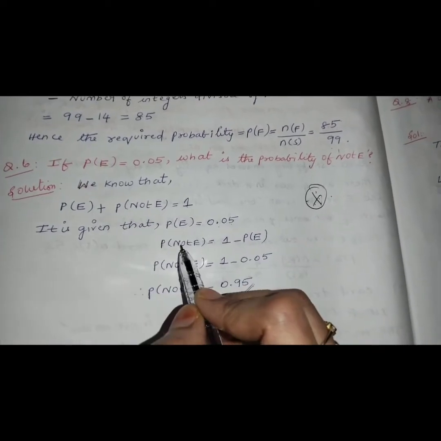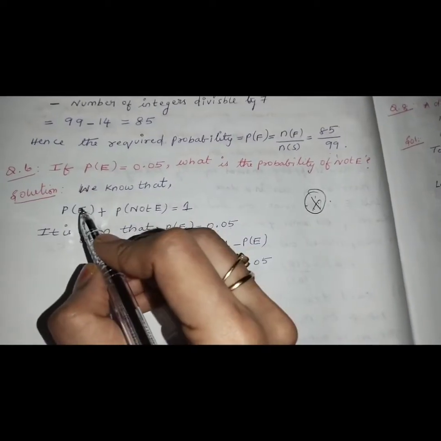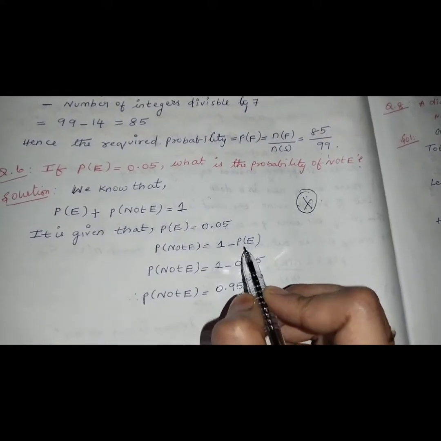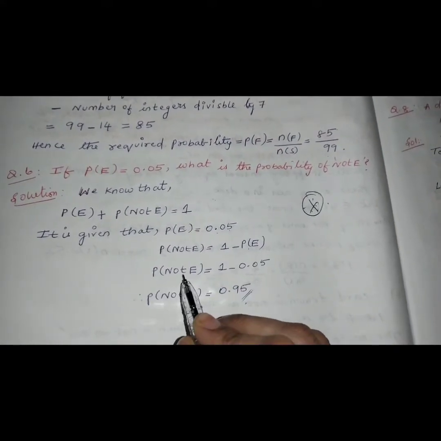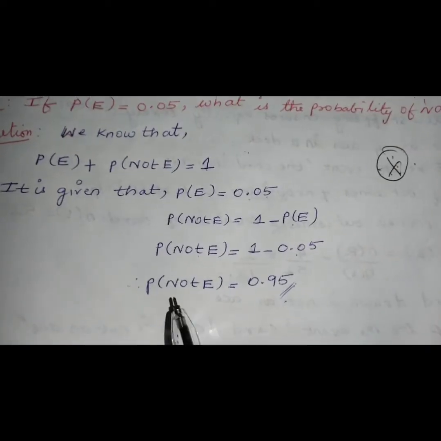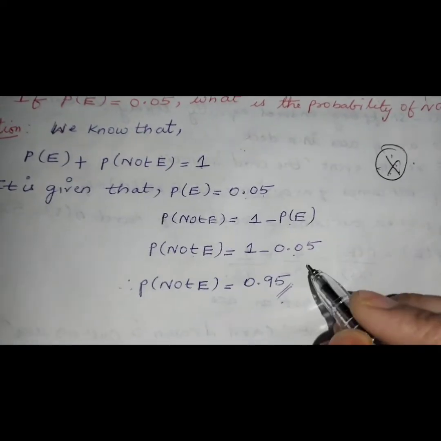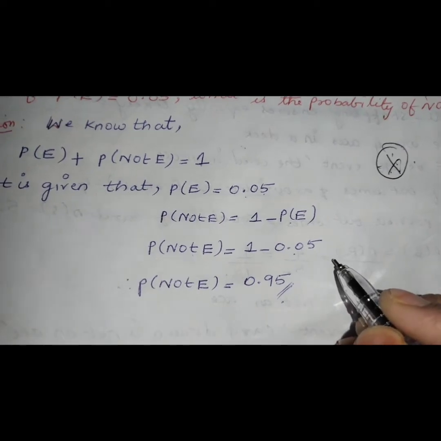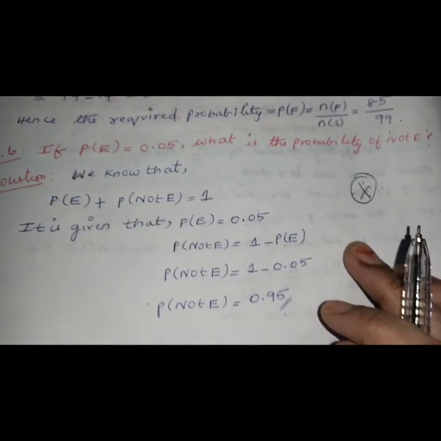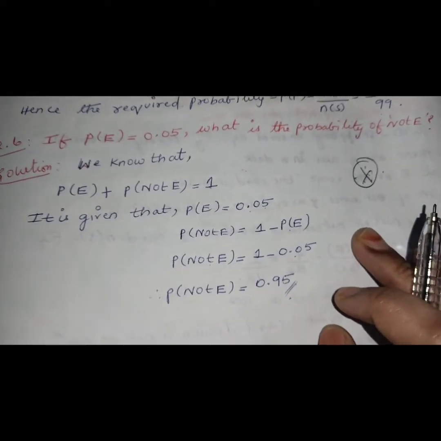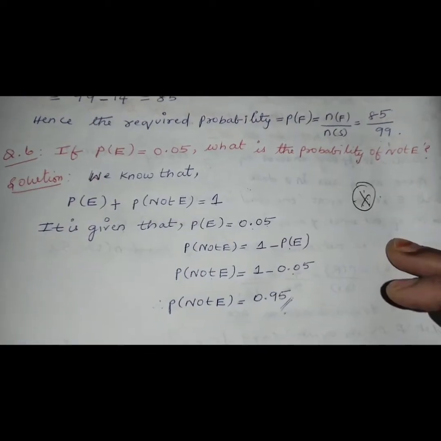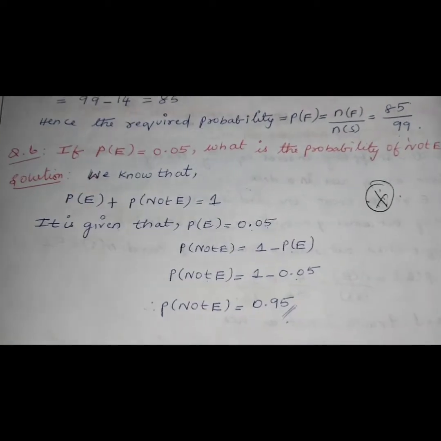P of not E equals 1 minus P of E, bringing P of E to the other side. So P of not E equals 1 minus 0.05, which is 0.95. So this is a very important question of previous year question papers. This question and the solution are given here.